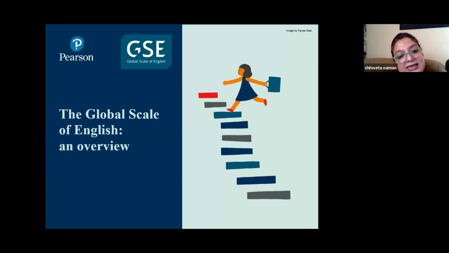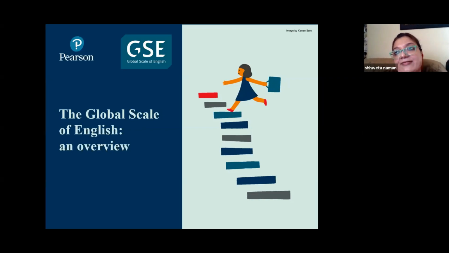So the Global Scale of English, just like CEFR, is also a measuring scale to measure the performance of learners in the English language, so that we can say that a learner is at a certain level. It defines the level with some kind of objectivity, because language cannot be completely objective, but we have tried to make it as objective as possible. So this is the Global Scale of English. And why was it developed?